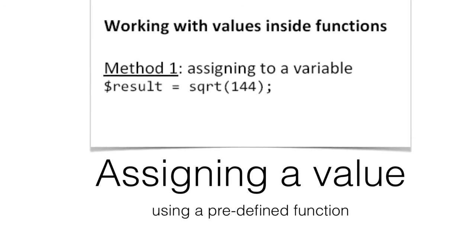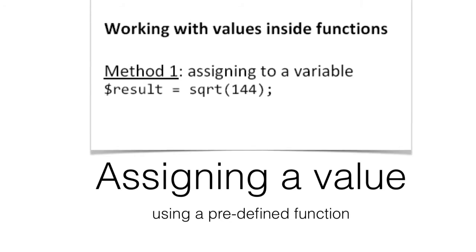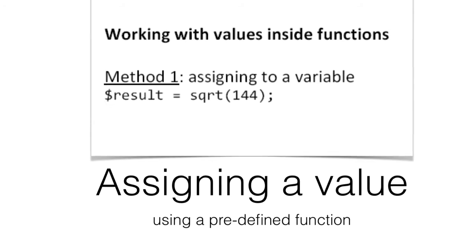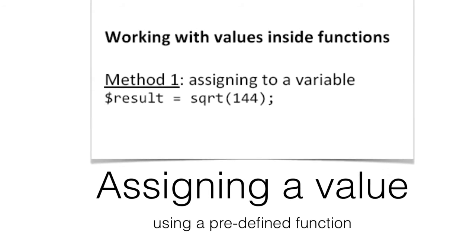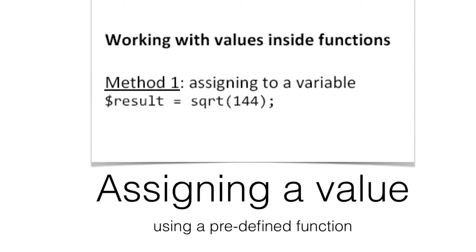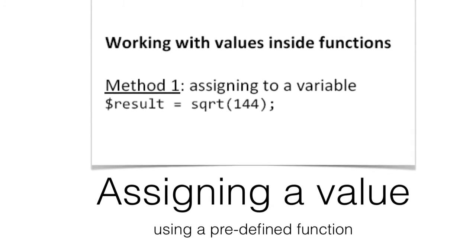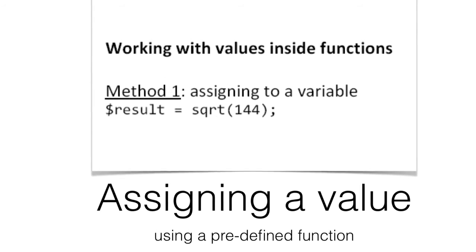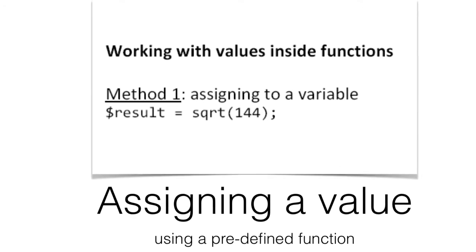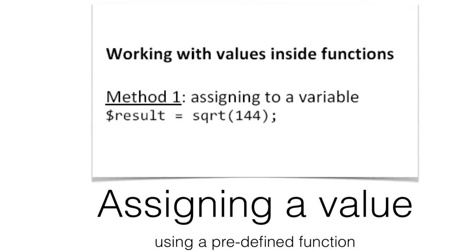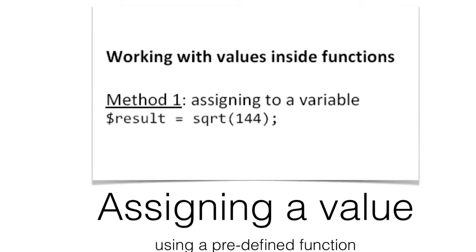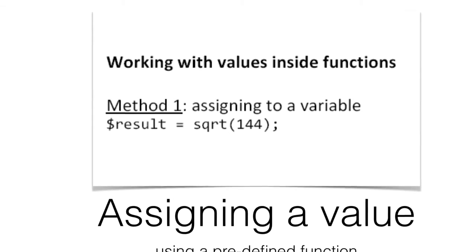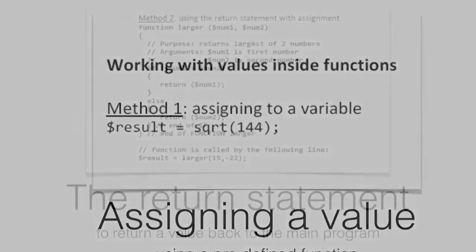Here's the first one. Method 1 is dealing with values inside the function simply by using a predefined function, much like square root. The way that we'll do that is by setting up a variable name like $result, assign that to, for example, sqrt of 144, and then a semicolon. When the square root function is executed, its results will be stored in $result, and then you'll be able to use those results later on in the program. That's the first and easiest way of working with functions, but those aren't user-defined functions. So let's look at user-defined functions.